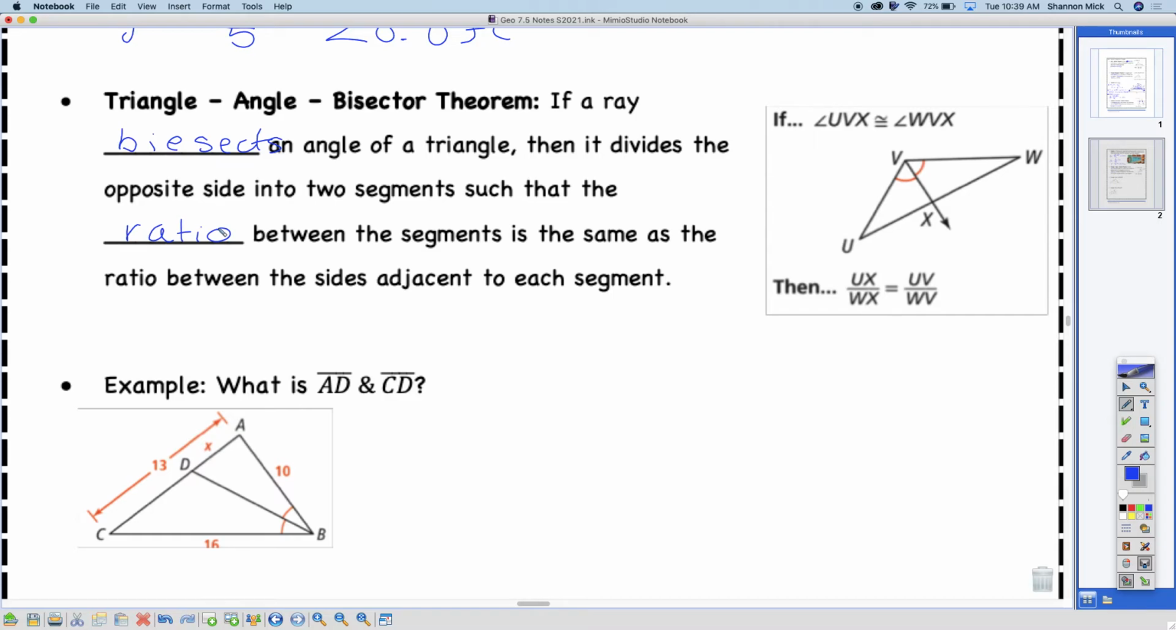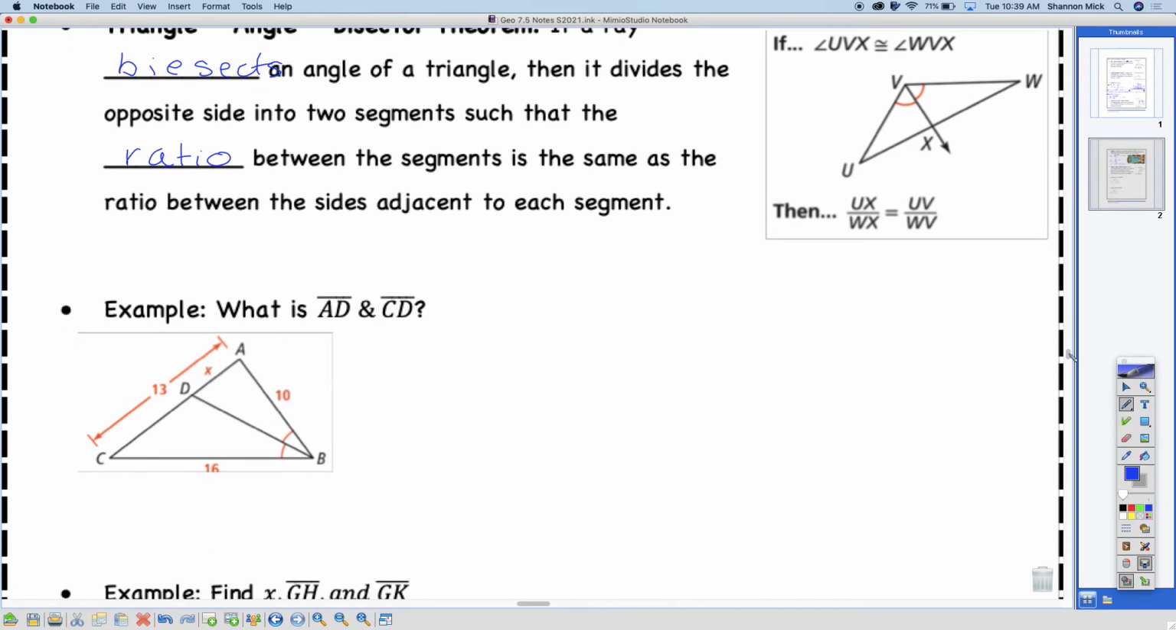So basically, it divides the base, right? And it uses the other two sides of the large triangle. We're not using that ray that bisects, are we? We're just using the ray that bisects to tell me I can do it. So what is AD and CD? Well, in order to find AD and CD, I have to find what? X. And this is 16 down here, if you can't read it.